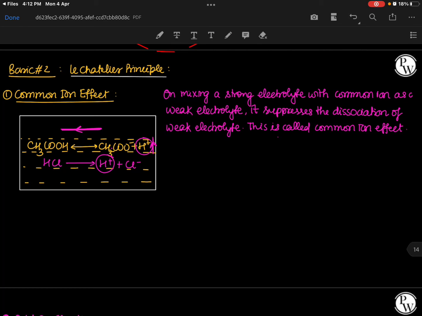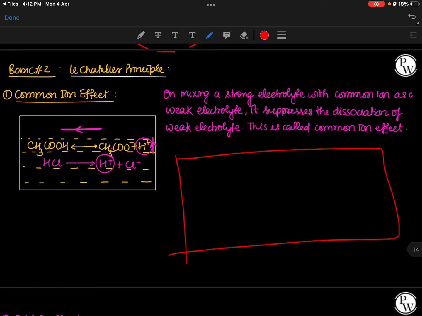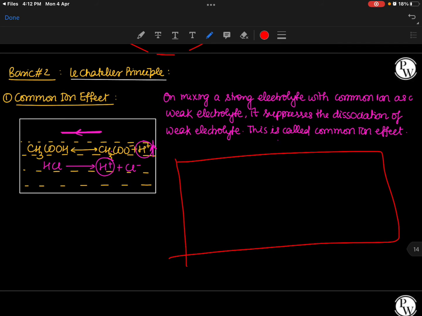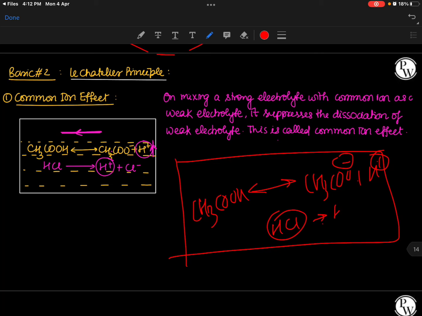Okay, if we add CH3COOH, then it dissociates into CH3COO minus and H plus, and if we add any strong electrolyte like HCl, it dissociates into H plus and Cl minus, then the concentration of H plus in the solution increases. According to Le Chatelier, if the concentration of the product side increases, then the equilibrium shifts towards the backward.